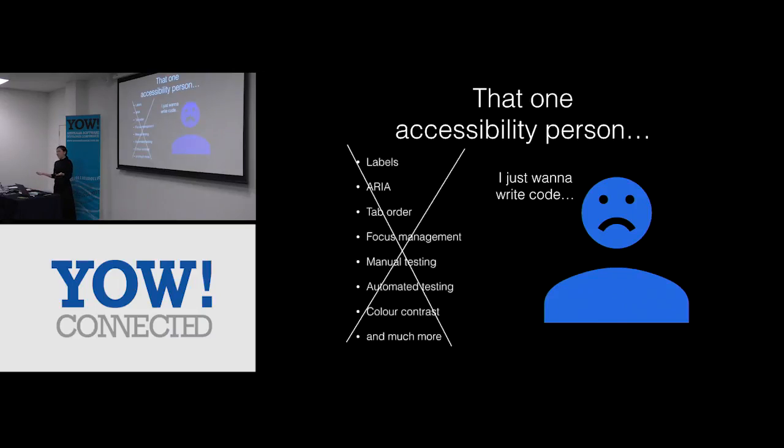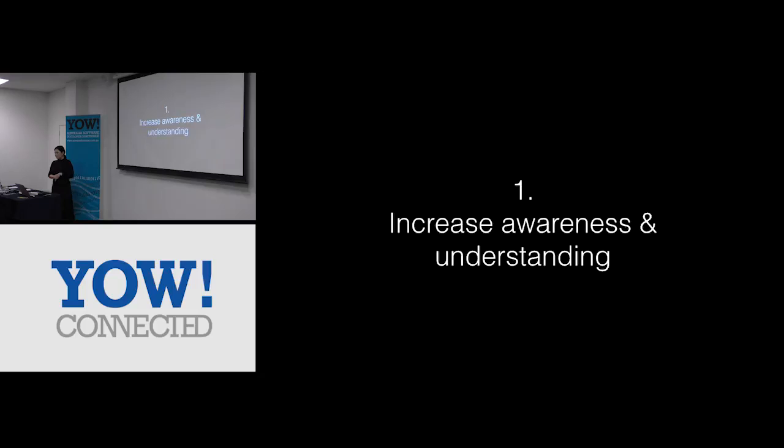I just want to write code. I don't want to think about all these things. So first step is to build accessibility into your culture and into your team. The first thing you can do is increase awareness and understanding amongst all your team members, not just that one accessibility person. So that could mean sharing brown bags and lunch and learns about accessibility, doing bug bashes, and having devs and QAs pair with all other members of the teams to show them what information they need and what it actually looks like to develop inclusive software.